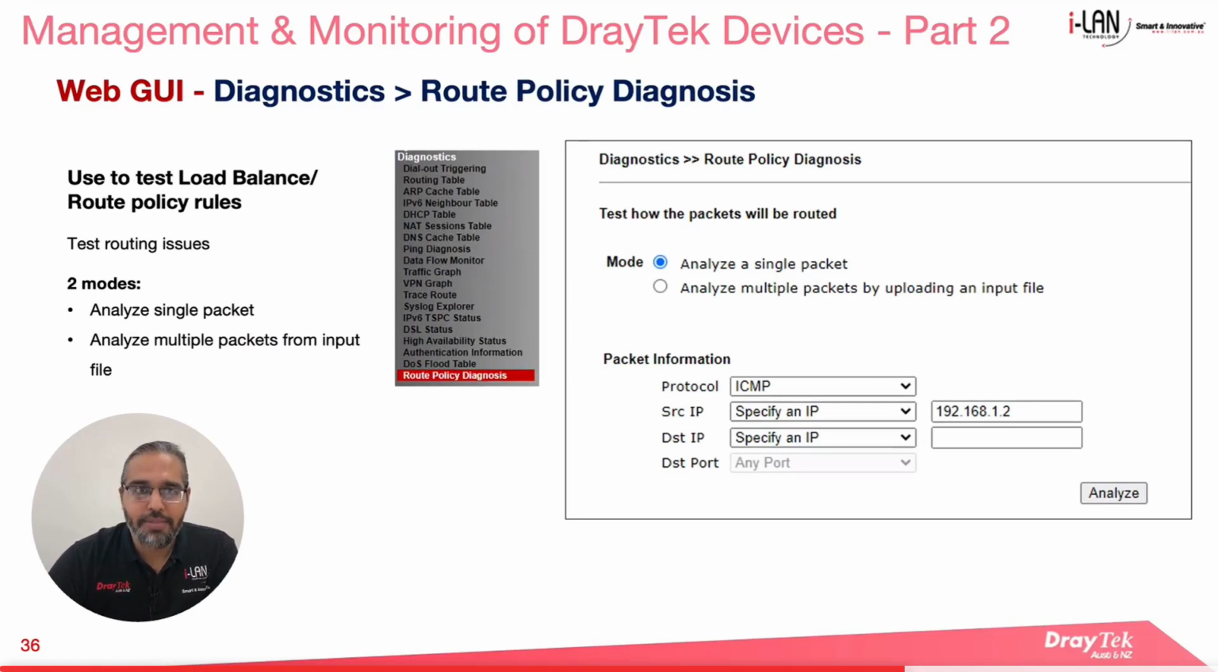The last diagnostic menu option we look at is Route Policy Diagnosis. This is linked to the load balance route policy settings in the router. It's a handy diagnostic feature to verify that routing policies are working as expected or troubleshoot routing issues within the router. There are two modes that can be used. These are Analyze using a single packet or analyze multiple packets using an input file.